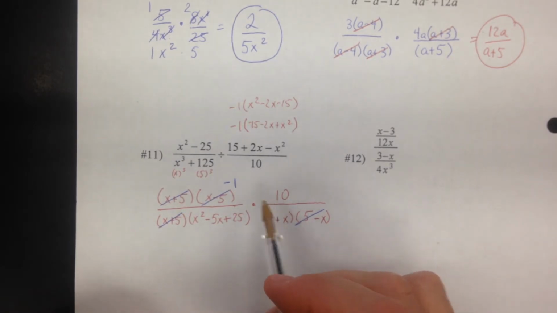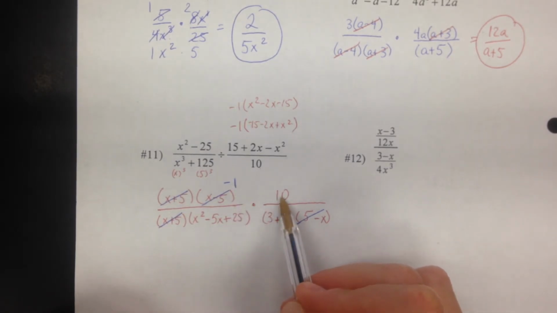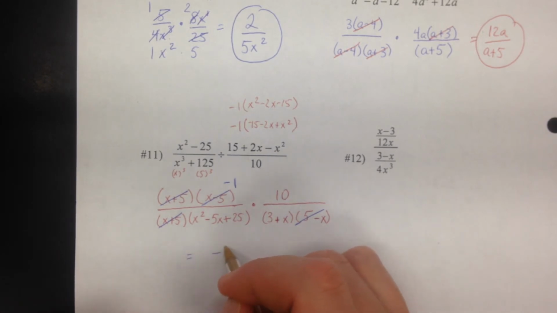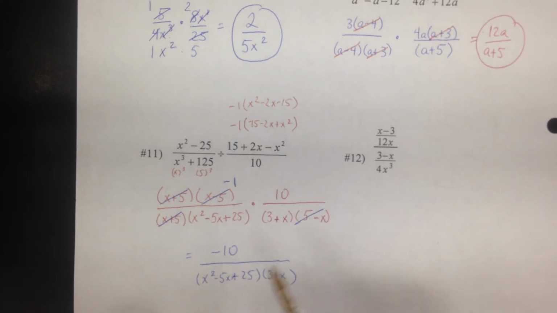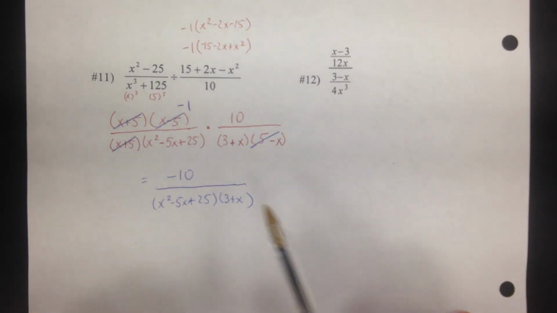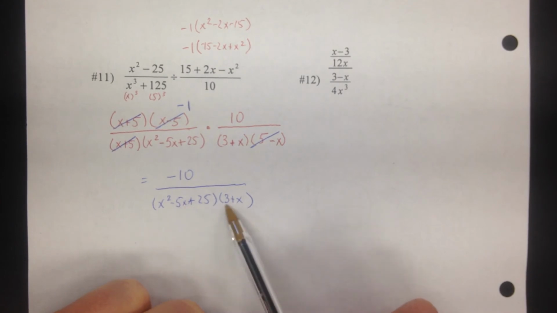So we're going to write the answer. This is negative 1 times 10 on top. Negative 10 for the numerator, divided by x squared minus 5x plus 25 times 3 plus x. You could multiply all that out, but I would just leave it in factored form, okay? Or else it's going to cause you a lot more work and time if you try to multiply that back out.